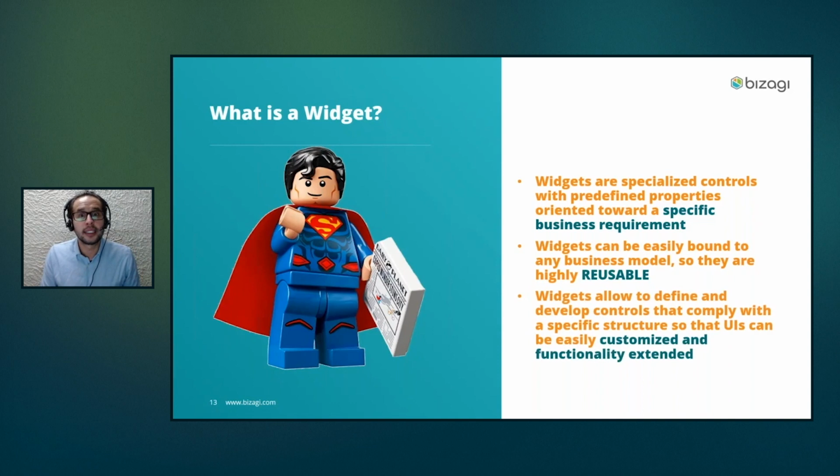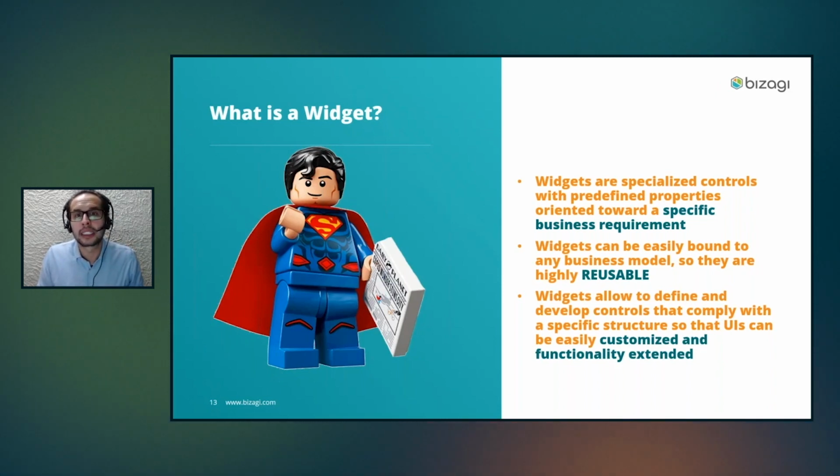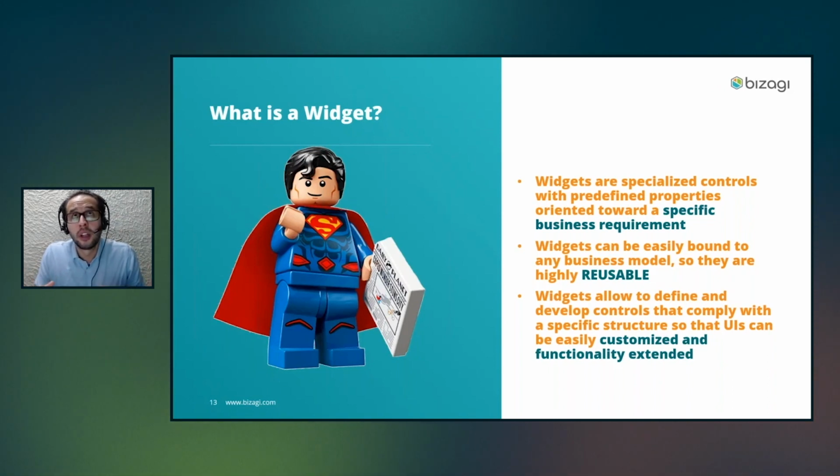And finally, widgets allow us to define and develop controls that comply with a specific structure, so the UIs can be customized and functionality can be extended. By default, every time you start working in a Bizagi project, we offer a set of pre-default controls, like the text control, the date control, the currency control, the search control, or a suggest. All of them are out-of-the-box controls.